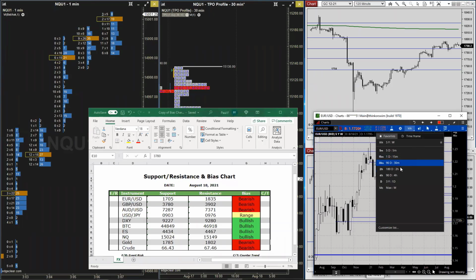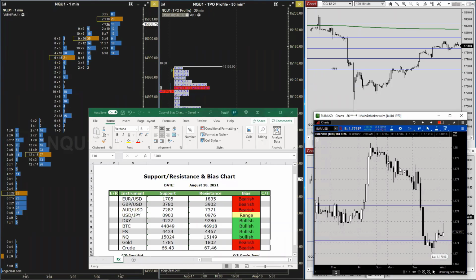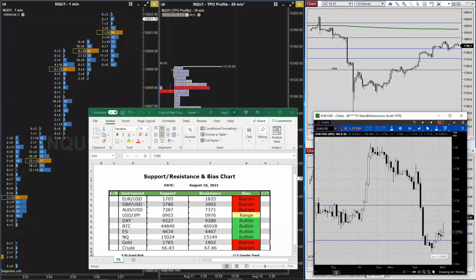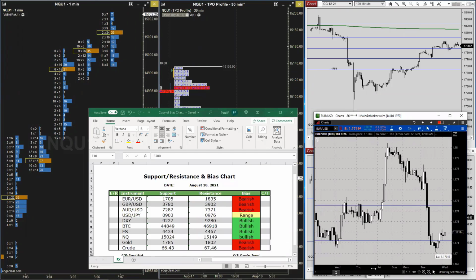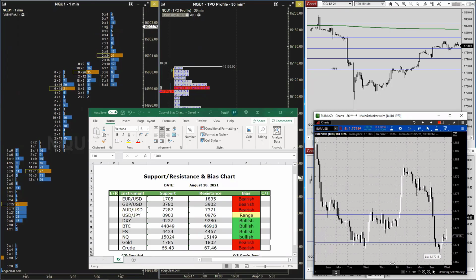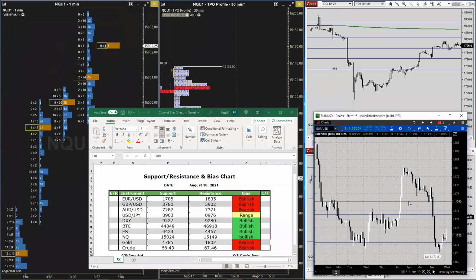If you look on the upside, let's take a look at a 2-hour chart. Yeah, right there. Let's just call it 1762.